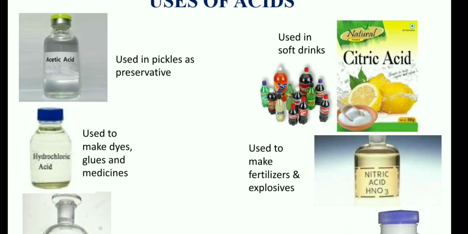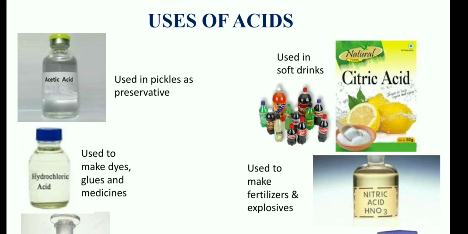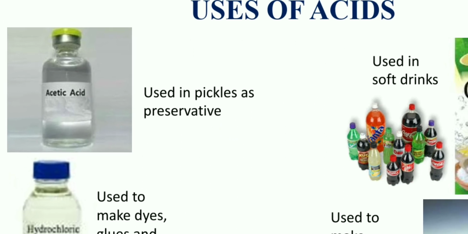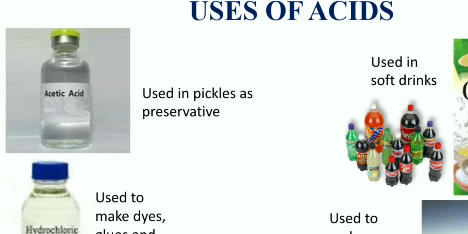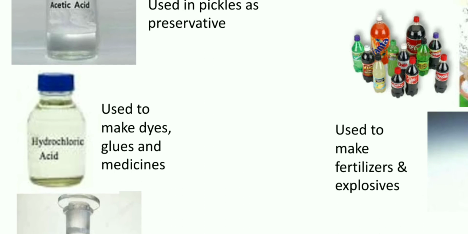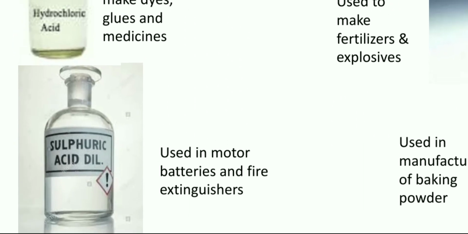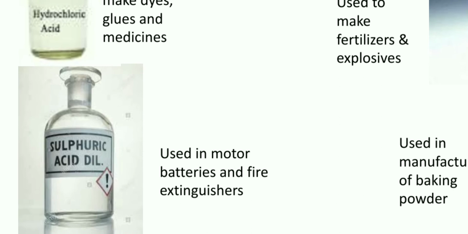Now in the next slide we can see some of the common uses of acids. Here we have acetic acid. Acetic acid is used in pickles as a preservative. Then we have hydrochloric acid. Hydrochloric acid is used to make dyes, glues and medicines. Then we have sulfuric acid. It is used in motor batteries and it is also used in fire extinguishers.